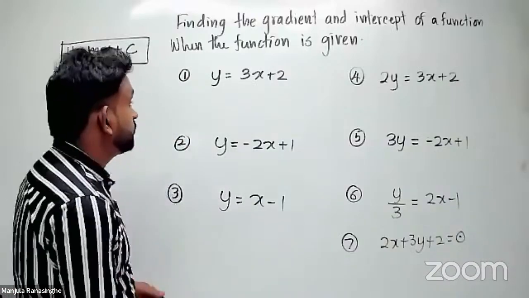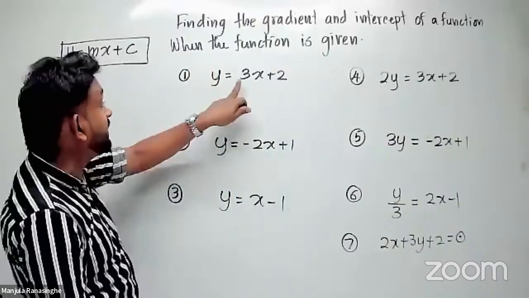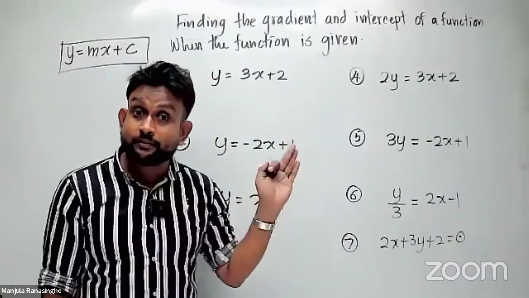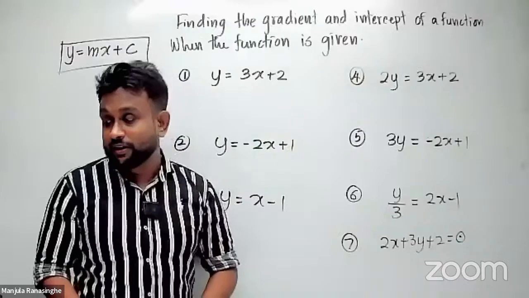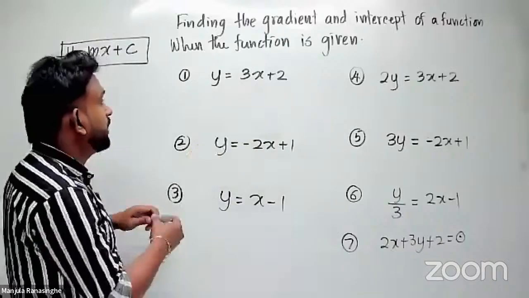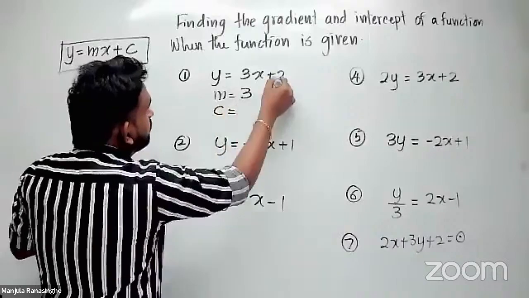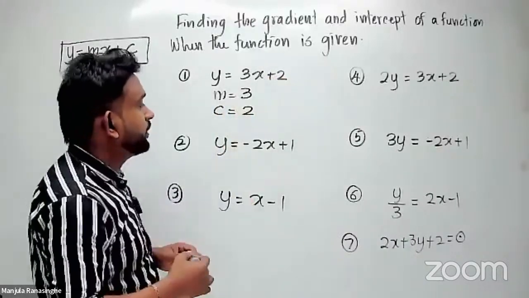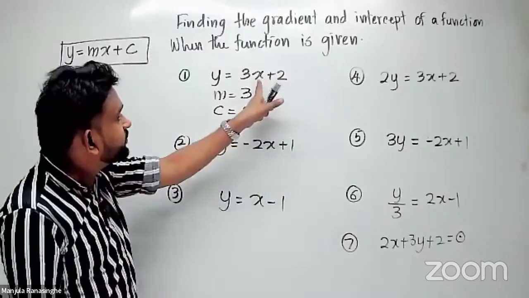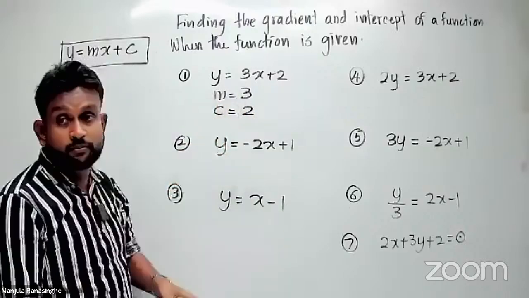Okay, then how to deal with this? You check whether y is the subject or not. Yes, y is the subject, y equals there. Then the x coefficient is the gradient, and the other constant is the intercept. What is the x coefficient here? The front value of x, that is 3. So now you can find m equals 3, and what is the intercept? c equals plus 2. So m equals 3 and c equals plus 2. Understood? The x coefficient is the gradient, m is the symbol for gradient.